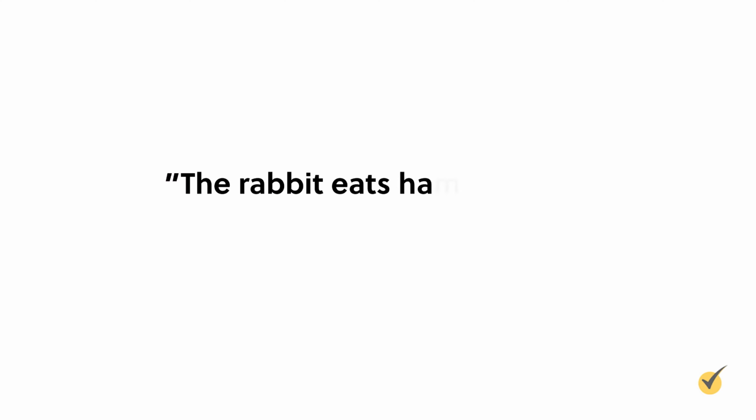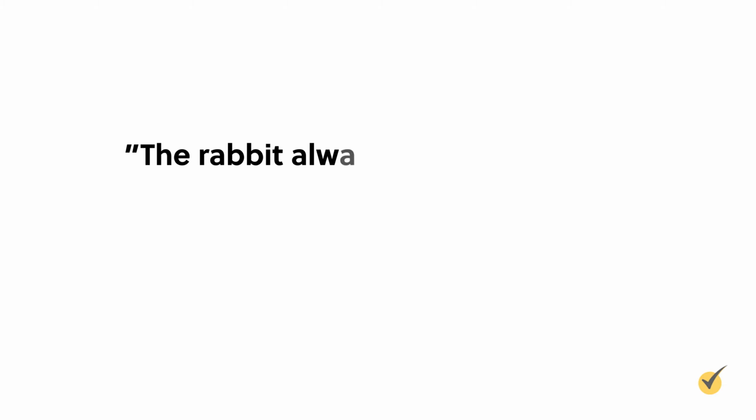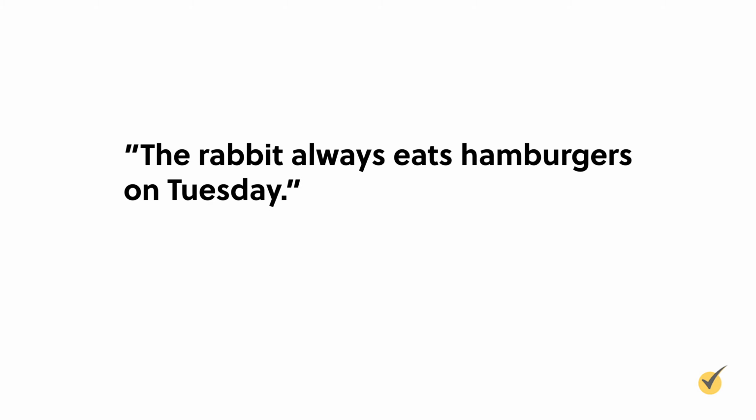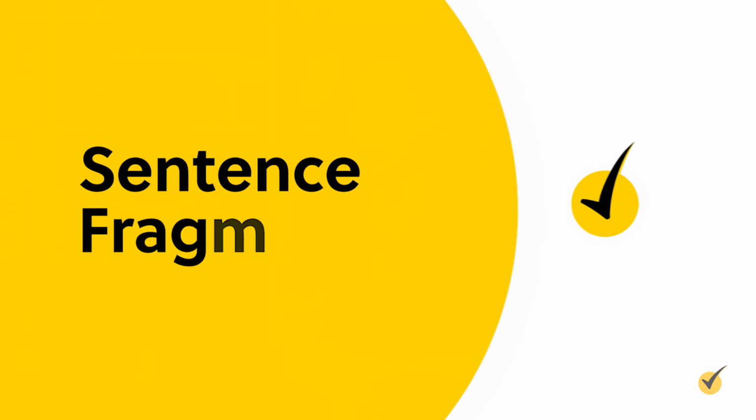The rabbit eats hamburgers is an example of a basic sentence. Here we have the subject, the rabbit, followed by the verb eats, which describes what the rabbit is doing. Together, these communicate a complete idea. Sentences can be much more complex, but will still retain a subject and predicate. The rabbit always eats hamburgers on Tuesday still conveys information about the subject, the rabbit, and uses the verb eats, but provides more context.